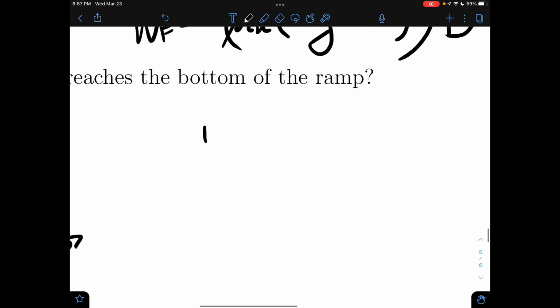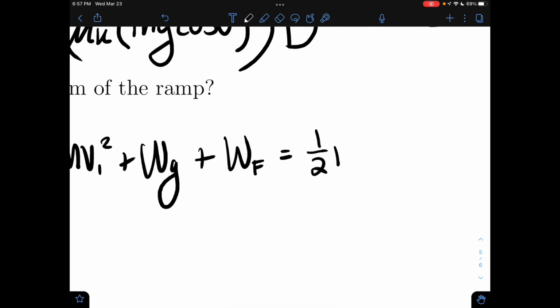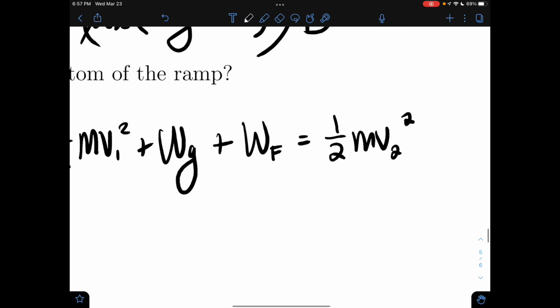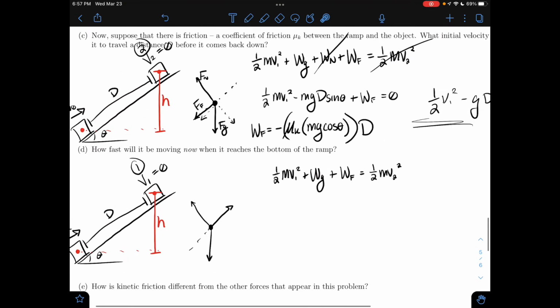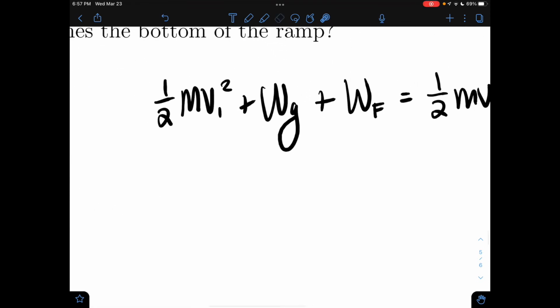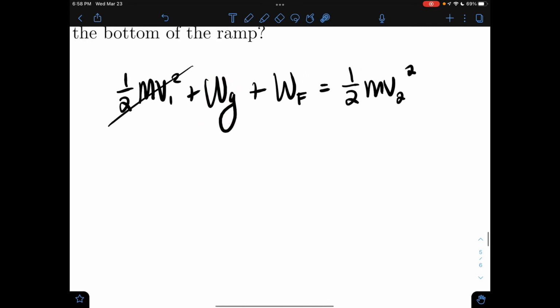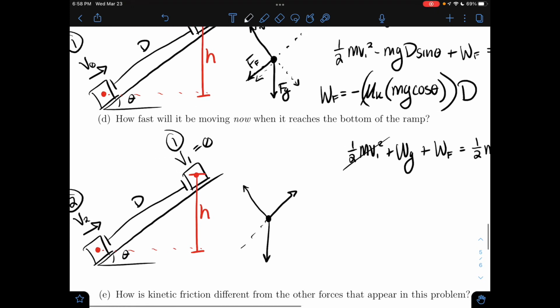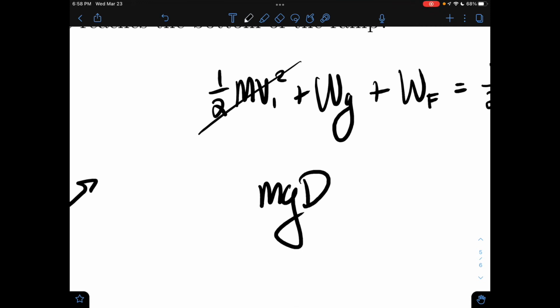So if I set this up, I do 1/2 mv1 squared plus work from gravity plus the work from friction equals 1/2 mv2 squared. Again, the work from the normal force is still going to be 0 because we're still not jumping up off that ramp. I said my initial velocity is 0, so that can go away. Our work from gravity is the same magnitude as it was before, but it's positive, because they're going in the same direction. So we're going to have mgd sine theta.